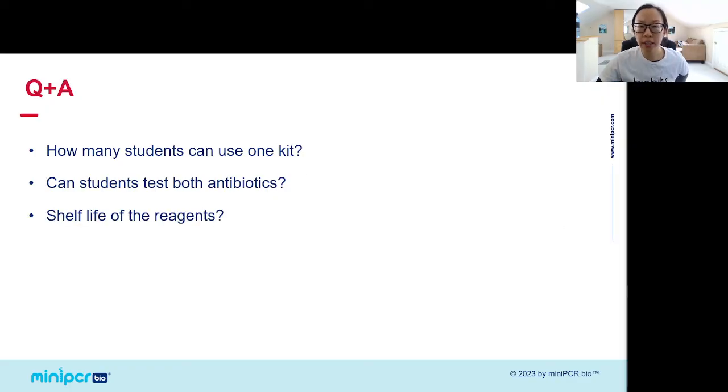Shelf life of the reagents. As long as the BioBits are stored properly in the freezer, then they will last at least 6 months. They usually last a little longer than that as well, but a minimum of 6 months.